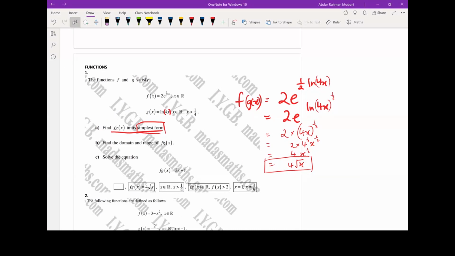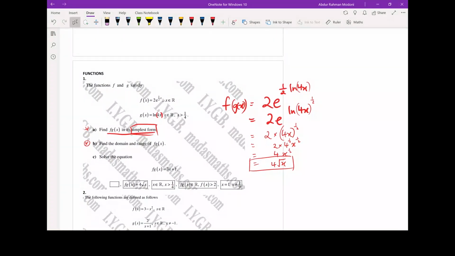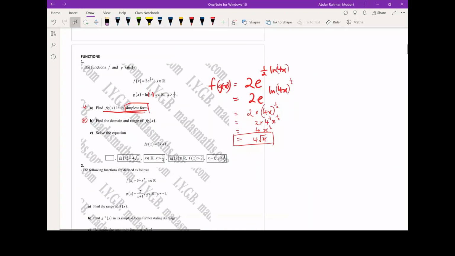And then it goes on to ask you to find the domain and range of f(g) of x. Now, this bit is the really important bit. The whole point of why I'm going through this is to understand domain and range a lot, because that's where a lot of the mistakes happen. That's the bit that students find most difficult, in my opinion, from experience with functions.